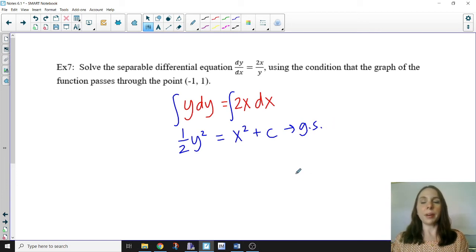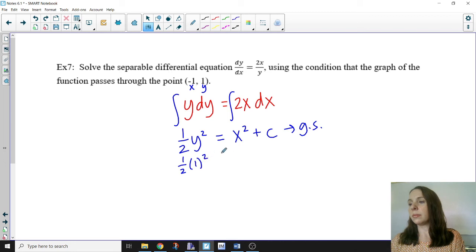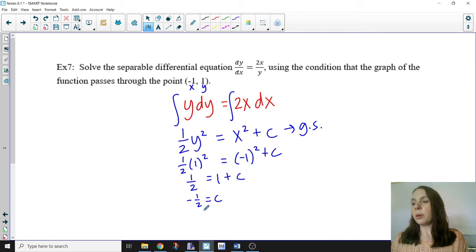Not too difficult, right? Now let's use this ordered pair. -1 is x, 1 is y, subbed in like this, to solve for c. And subtracting 1 on both sides would give us a c value of -1/2. So our particular solution is 1/2 y squared equals x squared minus 1/2.